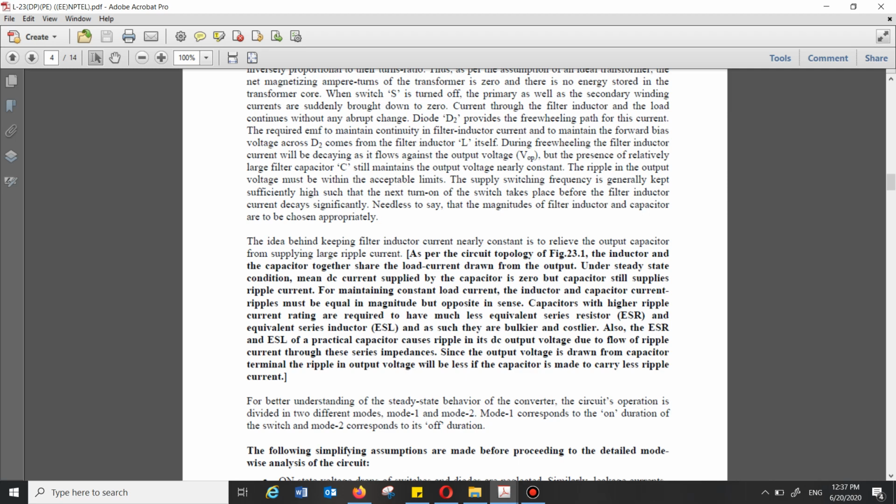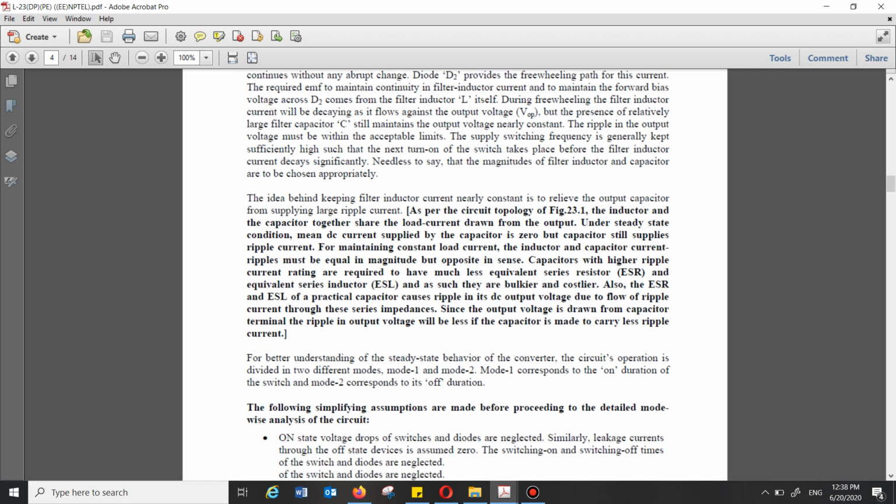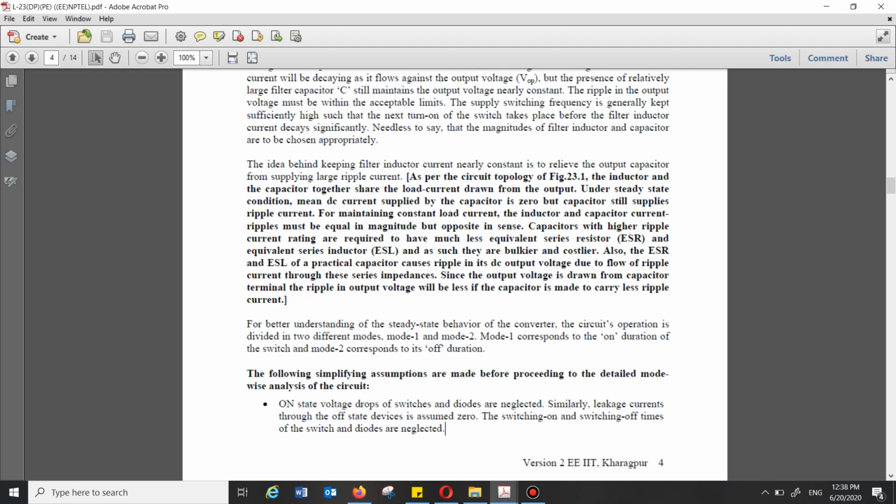Now, for better understanding of the steady state behavior of the converter, circuit operation is divided into two different modes, mode 1 and mode 2. Mode 1 corresponds to the on duration of the switch, and mode 2 corresponds to the off duration. Let's discuss these modes one by one. Okay.